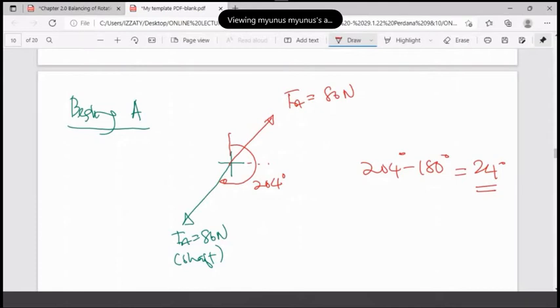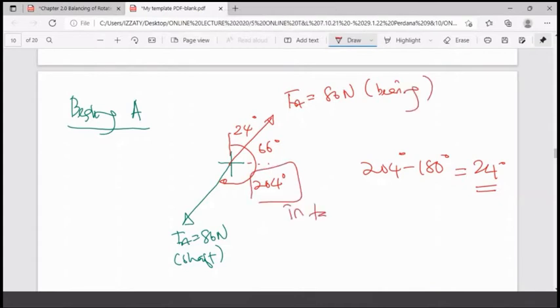So where is the 24? This one will be 24. This one will be 66. This one is on bearing. This one will be in the table. Put it in the table. This one will be used in further calculation.